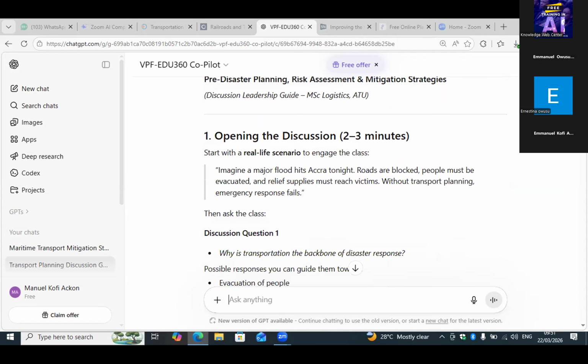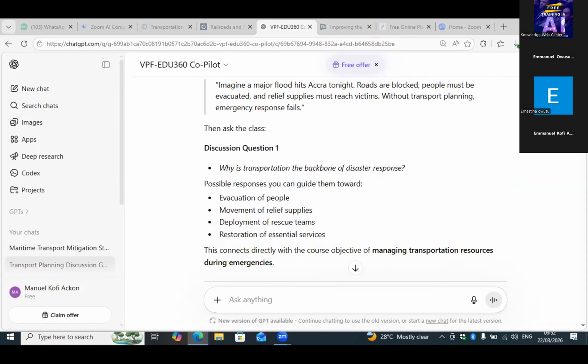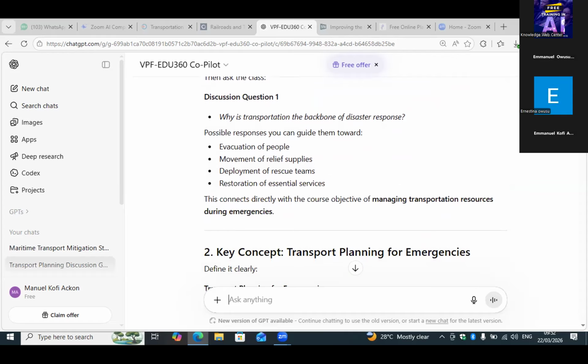1. Opening the discussion, which will require 2 to 3 minutes. It says start with a live scenario to engage. So the scenario is like this. Imagine a major fire in Accra tonight. Roads are blocked. People must be evacuated, and relief supplies must reach victims. Without transport planning, emergency response fails. Ask the class, is transportation the backbone of the response? The possible responses you can guide them toward: evacuation of people, movement of relief supplies, deployment of rescue teams, restoration of essential services. This connects directly with the course objective of managing transportation resources during emergencies.